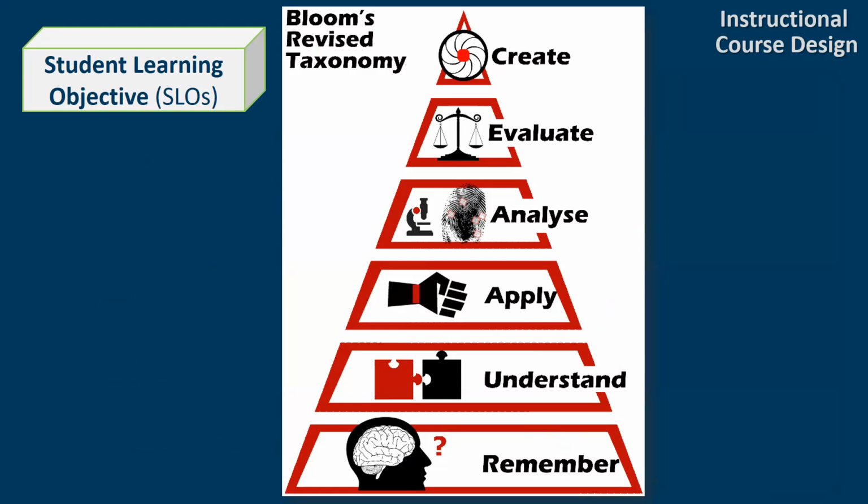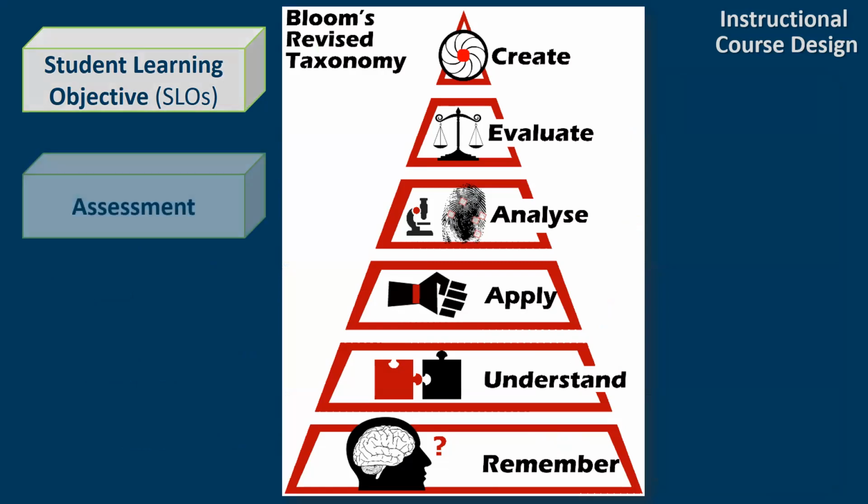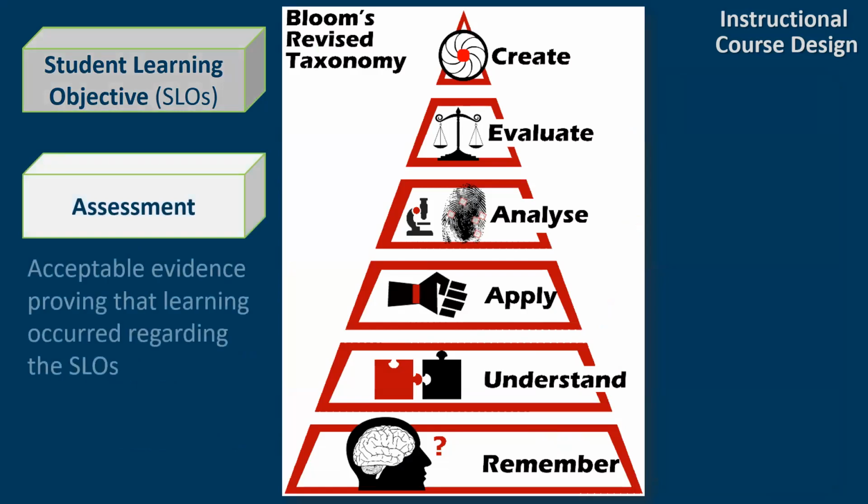Okay, so as you've been introduced, the course design is a triangle and it's comprised of three main components. The first component, student learning objectives, we've been introduced to, and the second one is the assessment. As the definition goes, assessment is the acceptable evidence proving that learning occurred regarding the student learning objectives.